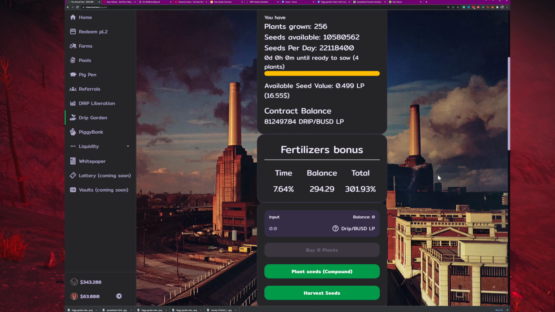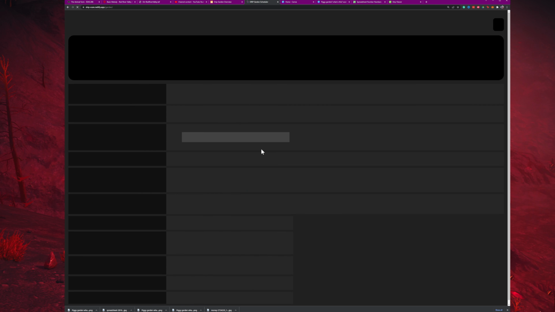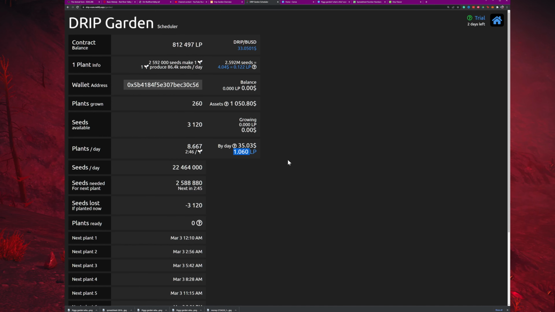And let's see, we were at 34.49 and 1.044. So instead of 1.044, I've now rolled up to 1.060 LP, and that's really what I'm concerned with. This is increasing. My daily LP is increasing, and we'll watch it tomorrow since this one's kind of late, but it should still be increasing from this point.